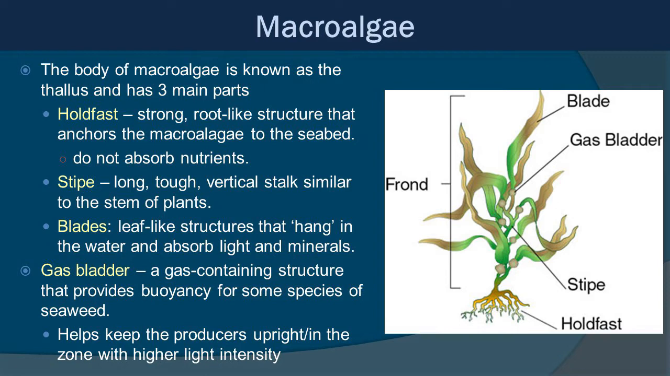Now that is not a root system. It does not absorb nutrients. Then we have the stipe, the long, tough vertical stalk that is similar to a stem in plants. And from the stipe, you generally have the blades, which are those leaf-like structures that hang in the water and absorb light and minerals. Gas bladders are present in some macroalgae depending on their need. They essentially help to provide buoyancy, which is useful for producers that need to stay upright in the underwater zone to help absorb light.